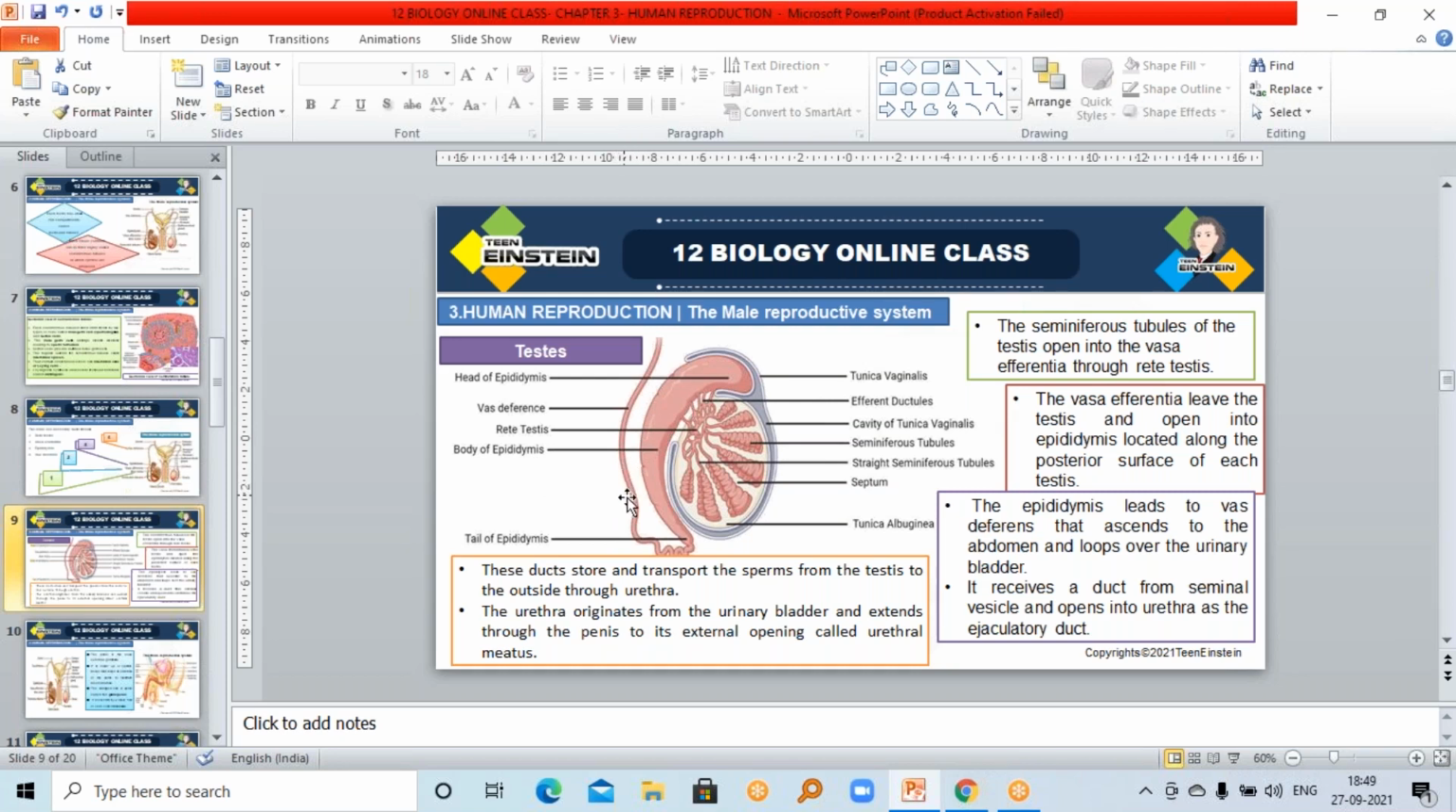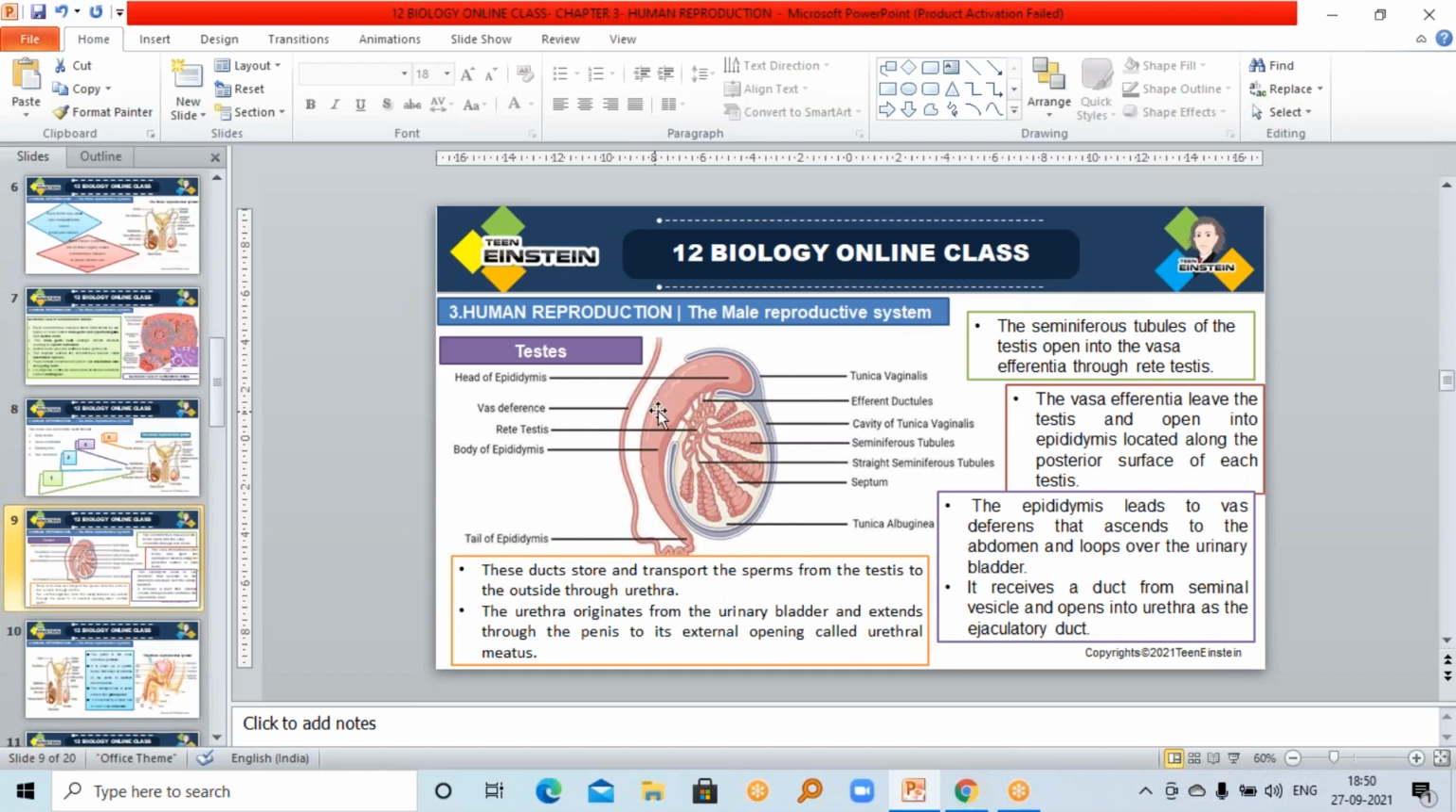And the posterior end is called the cauda epididymis. Cauda epididymis means the tail of the epididymis. Cauda means the tail portion. So first is caput, then corpus, and last the end portion or the tail portion is called cauda. What is the function of this epididymis? The epididymis stores the sperm and secretes a fluid which nourishes the sperm.